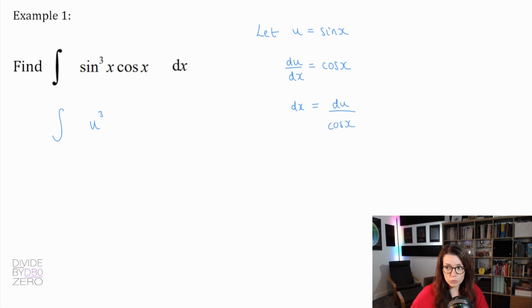It might feel a little bit weird splitting up the du dx like that the first time you do it, but it is allowed. We can then go back to the integral and see that we've got u cubed times cos x times dx, which we're now going to replace with du over cos x. And a lot of the time in integration by substitution, things will cancel out. So for example here, the cos x and the cos x cancel, which is good. Now we're left with just u cubed to integrate with respect to u.